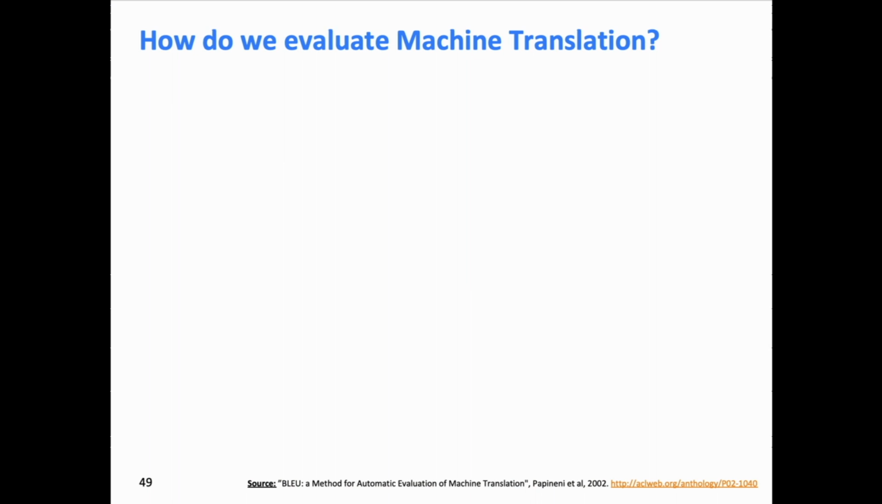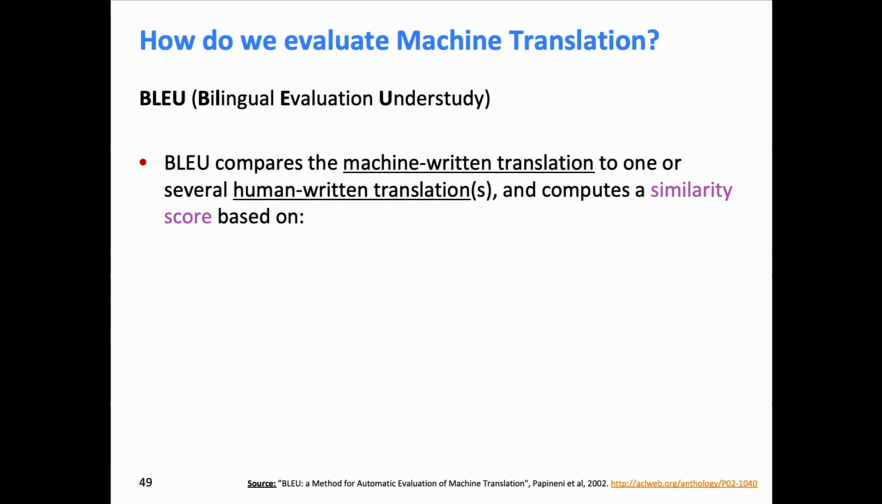Okay, so how do we evaluate MT? Every good NLP task needs to have an automatic metric so that we can measure our progress. So the most commonly used evaluation metric for MT is called BLEU, and that stands for Bilingual Evaluation Understudy. So the main idea is that BLEU is going to compare the translation that's produced by your machine translation system to one or maybe several human-written translations of the same sentence. And then it's going to compute a similarity score that's based on n-gram precision. So when I say n-gram precision, I mean you're going to look at all the 1, 2, 3, and 4-grams that appear in your machine-written translation and your human-written translation. And then n-gram precision is basically saying, for all of the n-grams that appeared in the machine-written translation, how many of those appeared in at least one of the human-written translations.